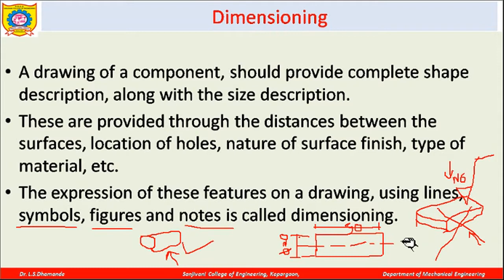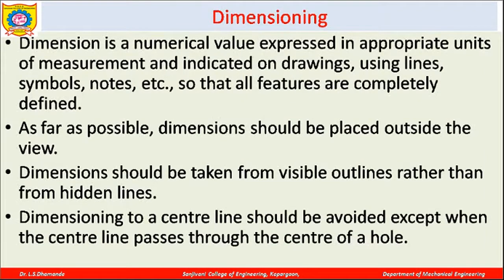In this way there are so many features specified on the drawing to give clarity about that particular drawing: what exactly this drawing is, what the shape of it is, what the size of it is, what kind of surface finish is there, what kind of materials are used here. All this we indicate in the form of different dimensions and so on. So that is nothing but what is called in total dimensioning. Now there are certain rules for doing this dimensioning. A dimension is a numerical value expressed in appropriate units of measurement and indicated on drawings using lines, symbols, notes, etc., so that all the features are completely defined.